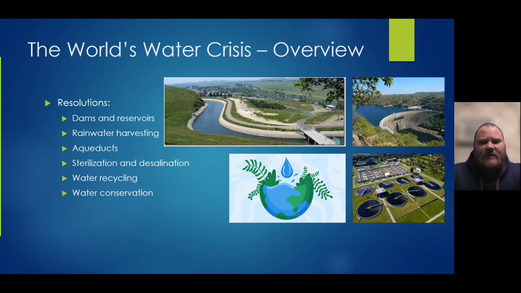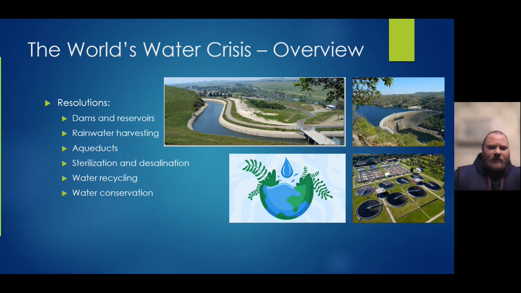Potential resolutions for this. We're looking at an increase of dams and reservoirs. So this will allow for the proper storage of water and also to ensure that areas that suffer from droughts at certain times of the year can be released. Rainwater harvesting. So there are various technologies to harvest rainwater throughout the year, and again to help during times of the year when certain areas have a lack or a drought.